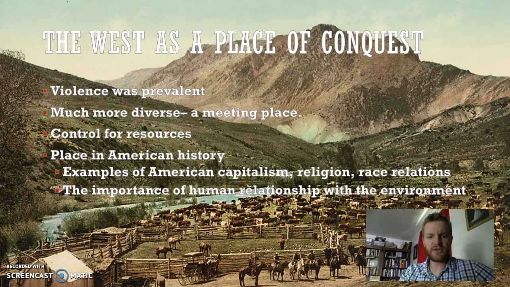So the West was a place where lines of authority were drawn, mostly over resources. But this leads to a cultural dominance. If you have one culture dominating the other, then they can dictate the terms of what it means to be American. So how does this play into American history? The West offers examples of the role of American capitalism, religion, and race relations.